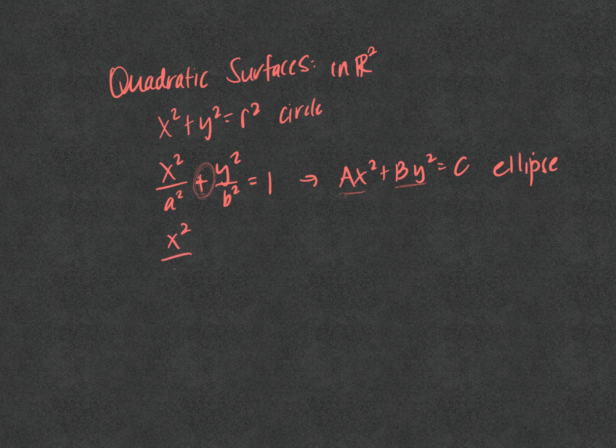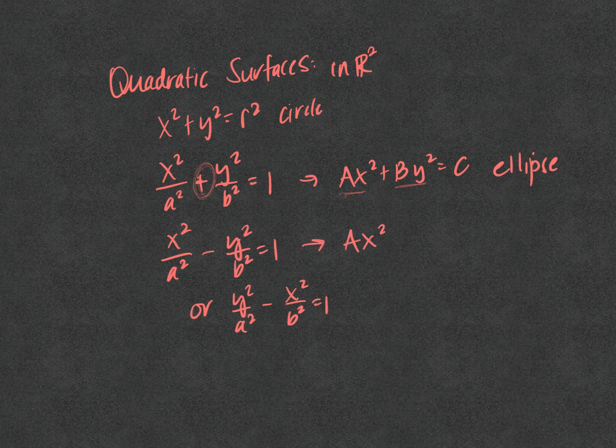The third one is x squared over a squared minus y squared over b squared equals 1, or y squared over a squared minus x squared over b squared equals 1. Now these are both hyperbolas. We'd say ax squared minus by squared equals c, and ay squared minus bx squared equals c. So these are hyperbolas.